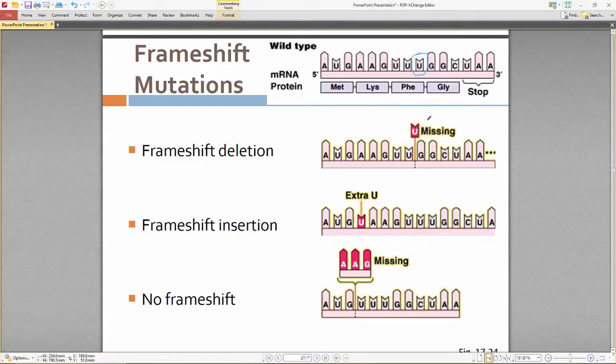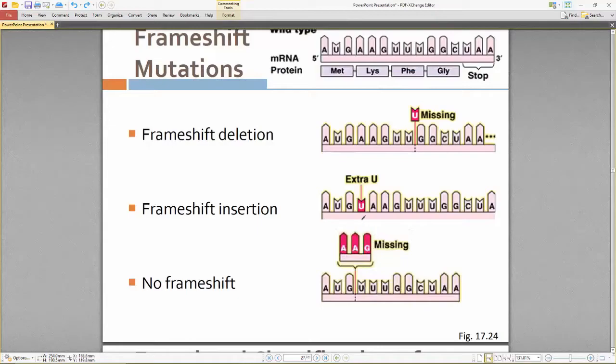Let's look at some diagrams. So let's look at a frame shift deletion. Normally in this wild type, which is the normal per se, a uracil has gone missing. Normally you would read this UUU and then the GGC and a UAA, but now without that U, you have an AUG, AAG, now you have a UUG, a GCU. And normally where you had this stop, there's no stop anymore, depending on what comes later. So this stop, which is normally supposed to be here, you're no longer reading it.